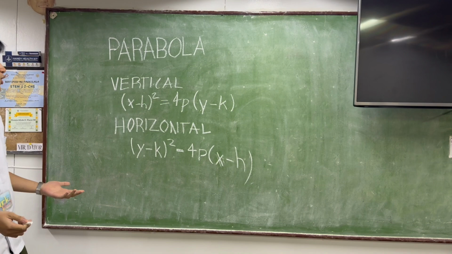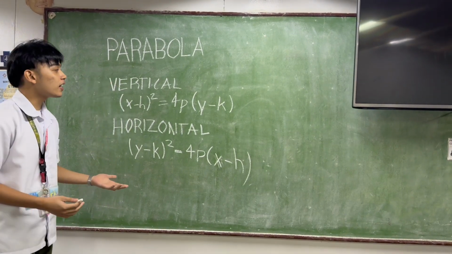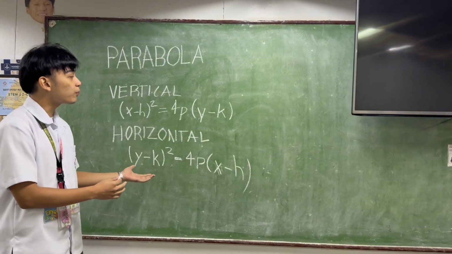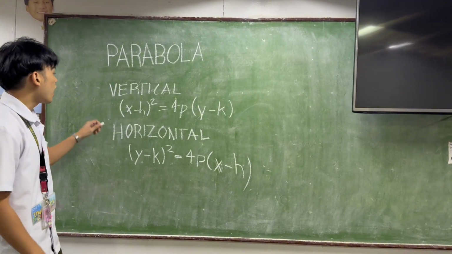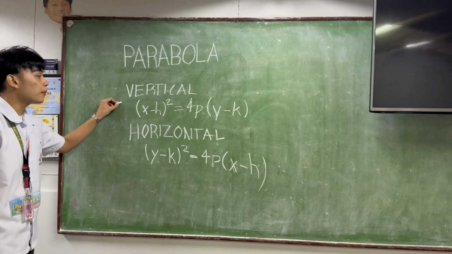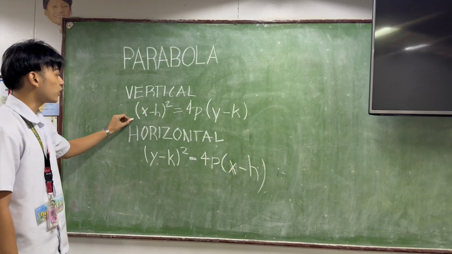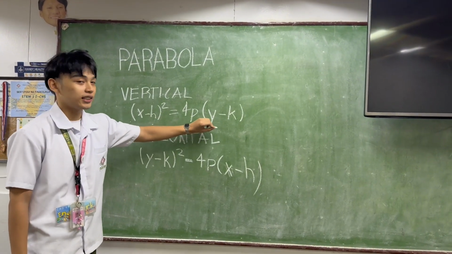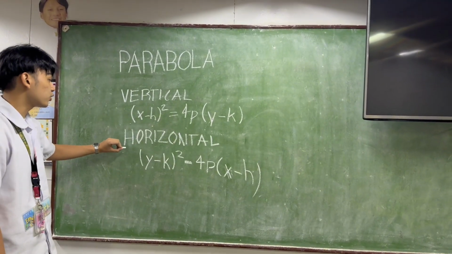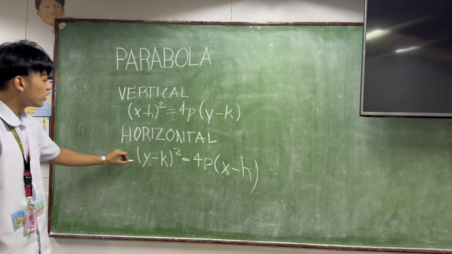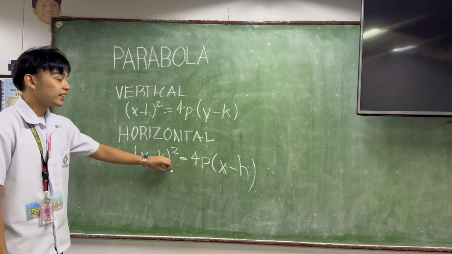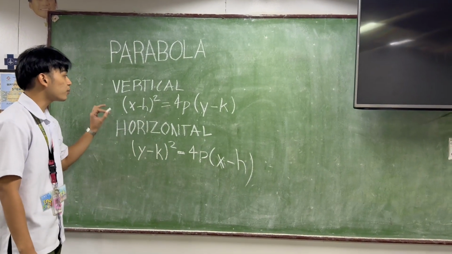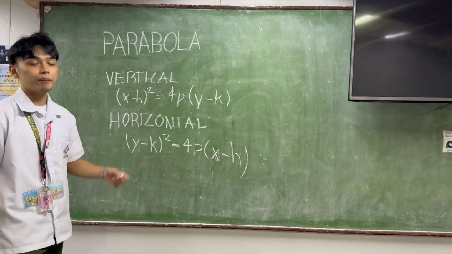For our next conic section, we have a parabola. A parabola is the set of all points that are equidistant from a specific point and a specific line. Our formula for a vertical parabola is (x minus h) squared equals 4p times (y minus k). For a horizontal parabola, we have (y minus k) squared equals 4p times (x minus h). So that is our formula for both the horizontal and vertical parabola.